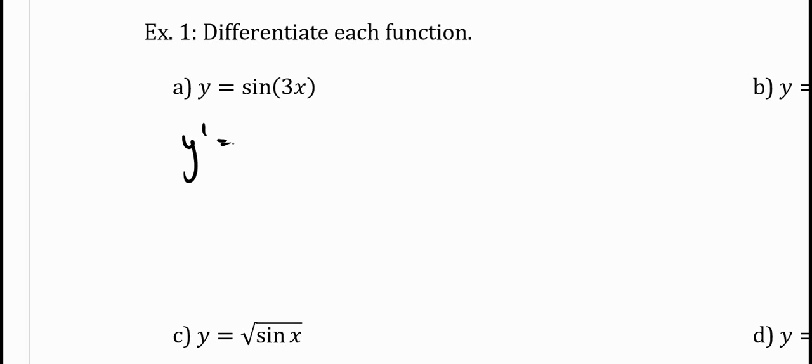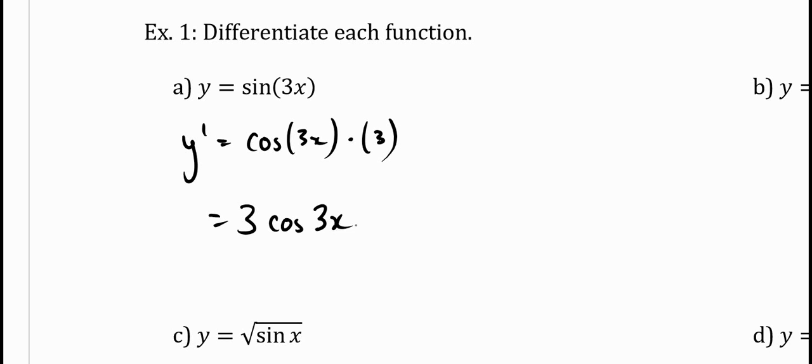So the derivative of sine is cosine. So cos of the same angle times the derivative of what's inside. And typically we'd write it this way: 3 cos 3x.